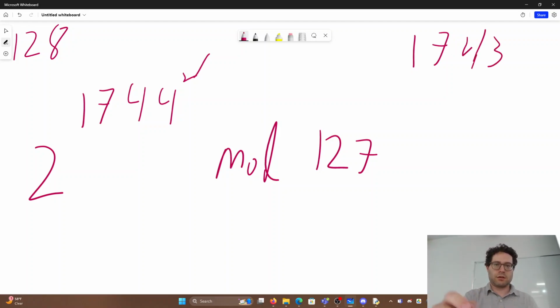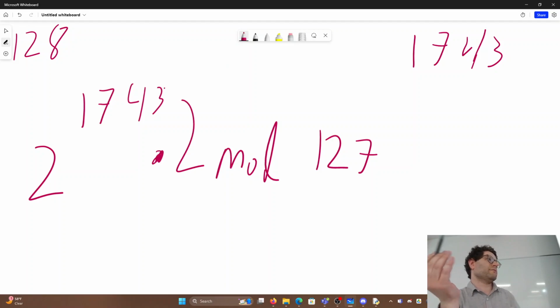So we can just do a bit of replacement over here. 1,743 plus 1 right over here. And if you're doing plus 1, what is that equivalent to? It's equivalent to multiplying by another 2 over here. Make sense? Yeah.